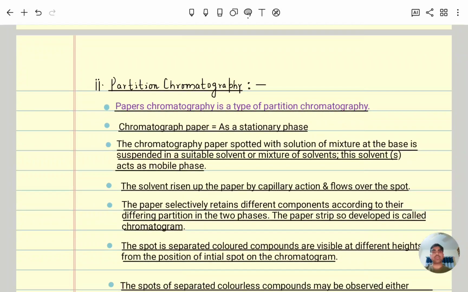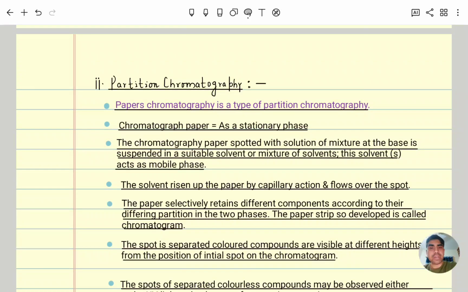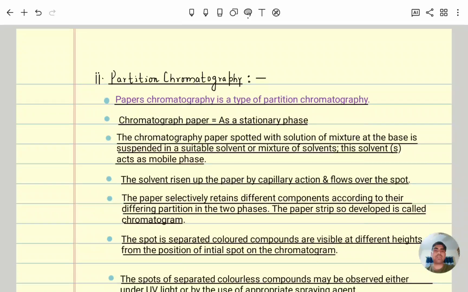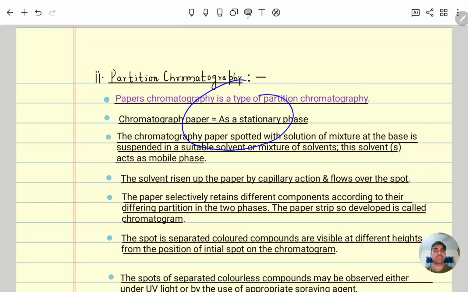Now coming to partition chromatography, which you have studied in 9th class also. One example we have to study here is paper chromatography. It is the same as thin layer chromatography, but instead of glass and applying silica gel, we take cellulose paper, again keeping the spot 2 centimeters above the bottom. Here you can see the chromatography paper is spotted with a solution of the mixture at the base and suspended in a suitable solvent, which is the mobile phase. The solvent rises up due to capillary action and flows over the spots.